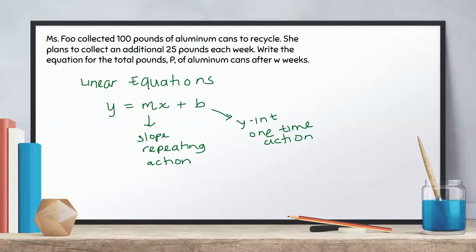So it says, Miss Fu collected 100 pounds of aluminum cans. Seems like she just collected that one time. So this is our B. This is our y-intercept. And then it says she plans to collect an additional 25 pounds each week. I'm just making B red to kind of show you guys. An additional 25 pounds each week. So additional each week of 25 pounds.